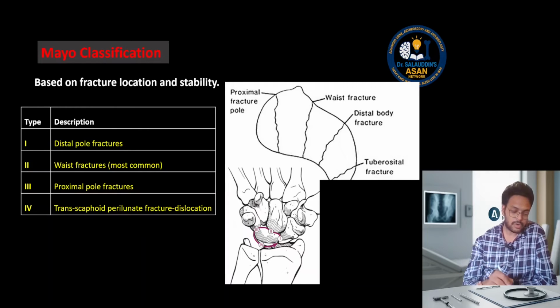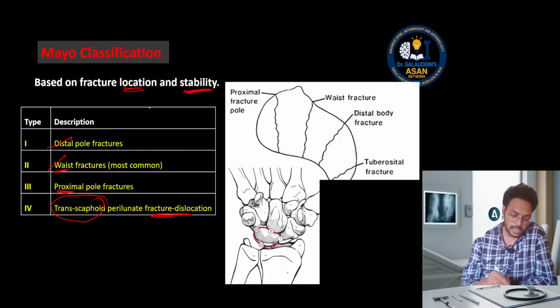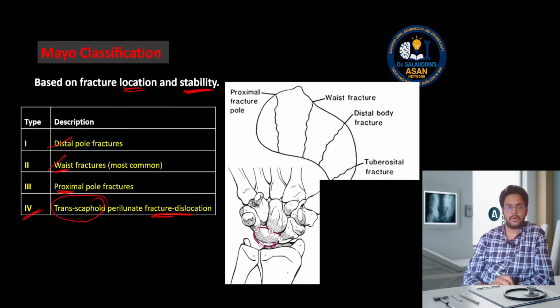Simply, there are 4 types in the Mayo classification based on the location and the stability of the scaphoid fracture. So distal most fractures, that is the tuberosity fractures, is the type 1. Then the waist fractures come as type 2, proximal comes as type 3, and trans-scaphoid fracture dislocations come in type 4. Okay.